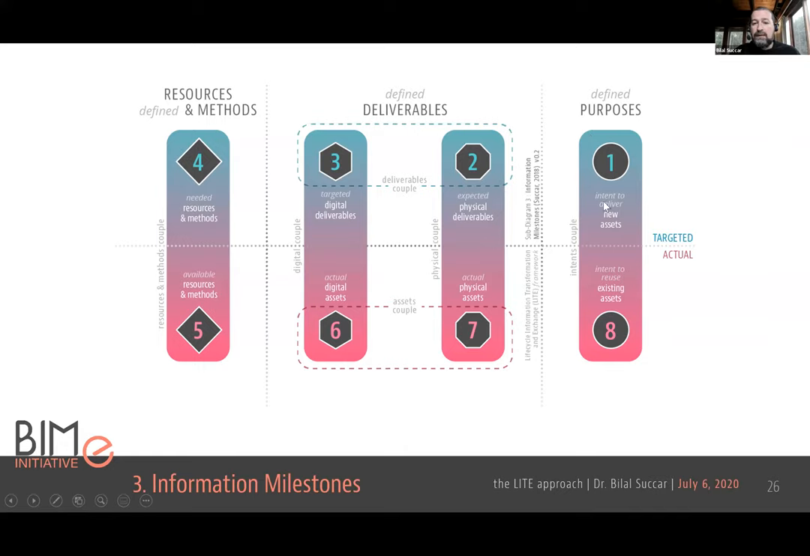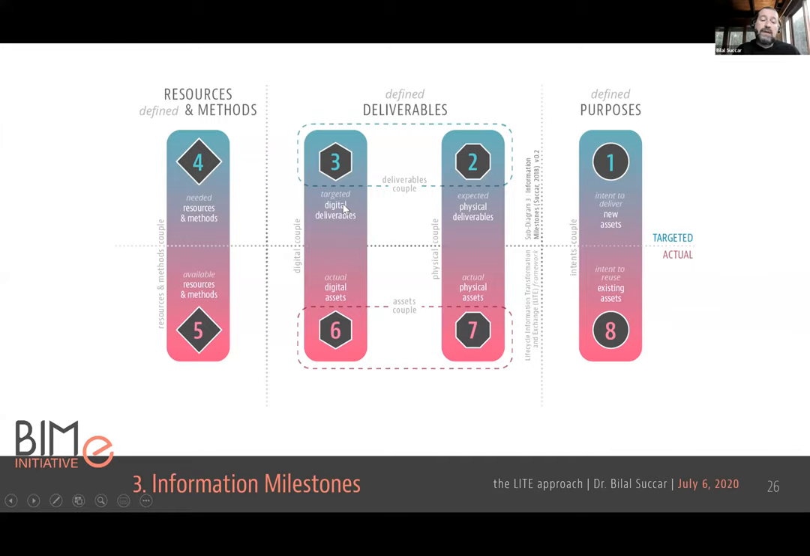If you're looking at the whole life cycle, it's very important to compare the initial intent with the intent at the end, because these feed into each other. It's very important to be able to compare the expected physical deliverables with the actual physical deliverables. We call this the physical couple, because this will tell us if there's a deviation between what is delivered and what was expected. Also the same when it comes to the digital couple, comparing what was delivered, all the models, the model uses, all the documents, compared to what was intended, what was targeted. Was something not delivered?